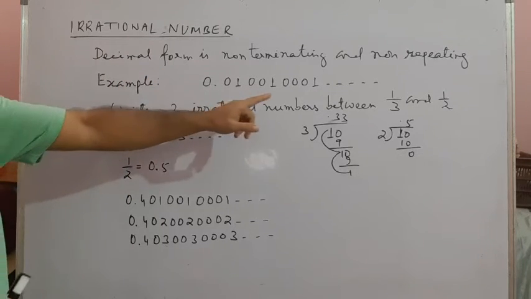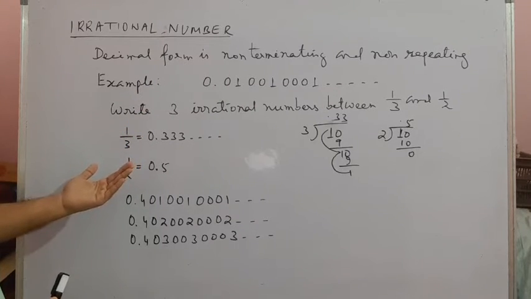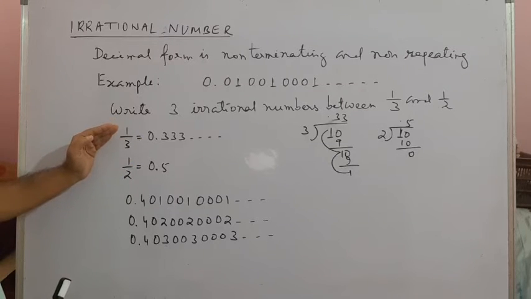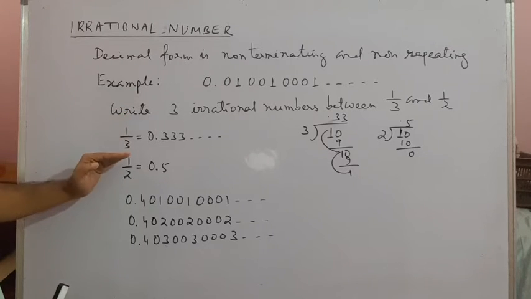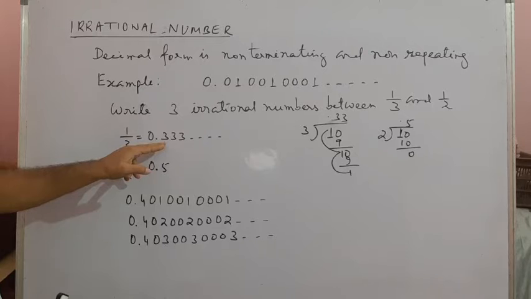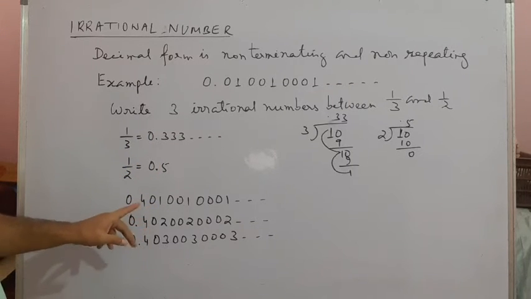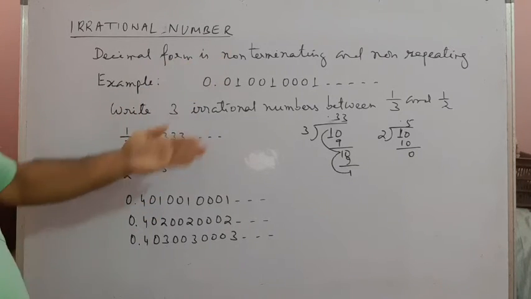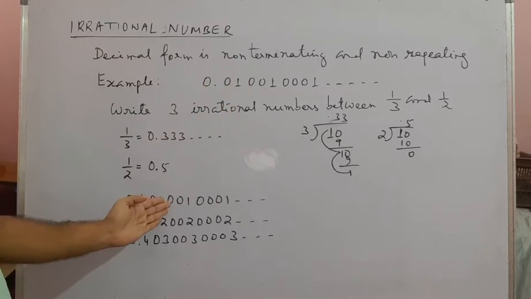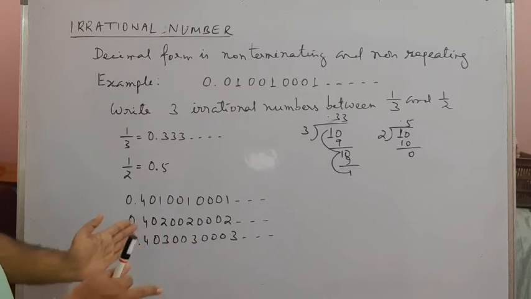Next, suppose there are two given rational numbers, say 1 by 3 and 1 by 2. In between them, suppose you have to write 3 irrational numbers. Then first of all, you write 1 by 3 and 1 by 2 in decimal form. After writing in decimal form, see their first digits 3 and 5 in the decimal place. Between 3 and 5, digit 4 is there, you write digit 4. After writing digit 4, now you have to make it irrational. Irrational means non-terminating and non-repeating, which I explained here. So same thing you do. I have taken 0 and 1, then I have taken 0 and 2, then I have taken 0 and 3, and I write it in this process.